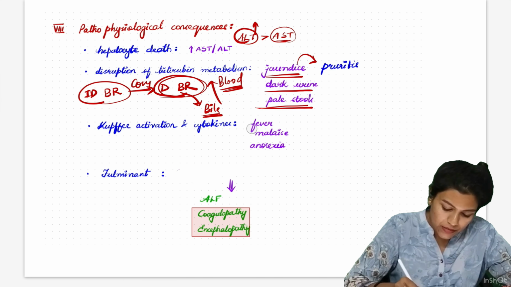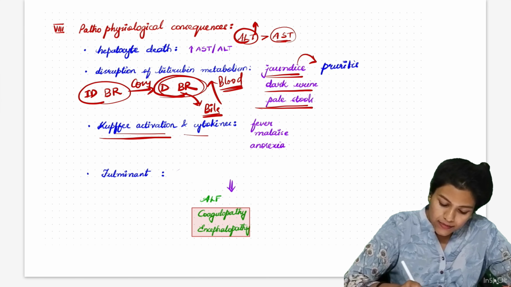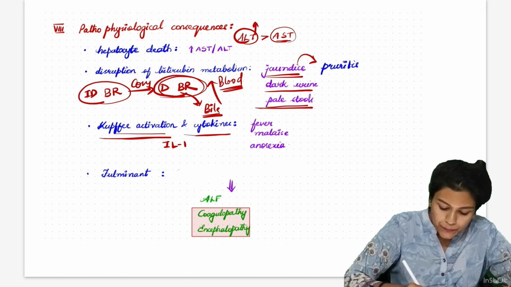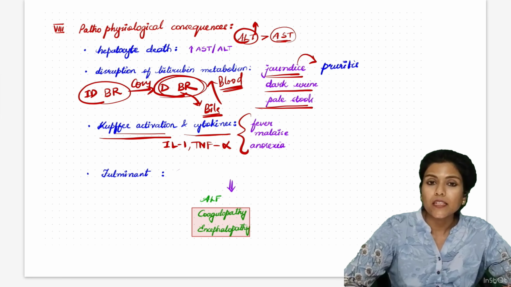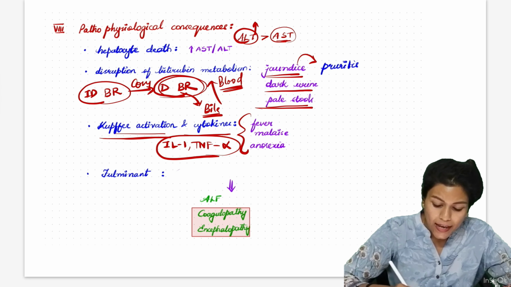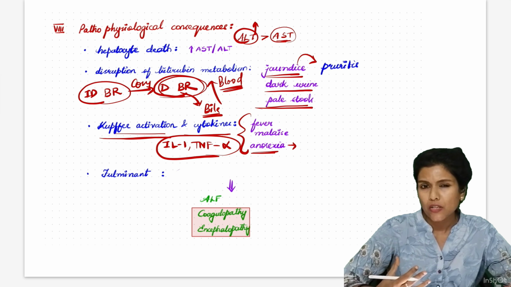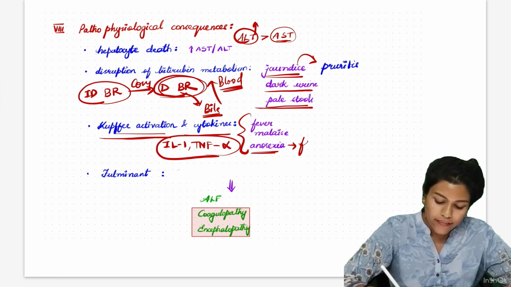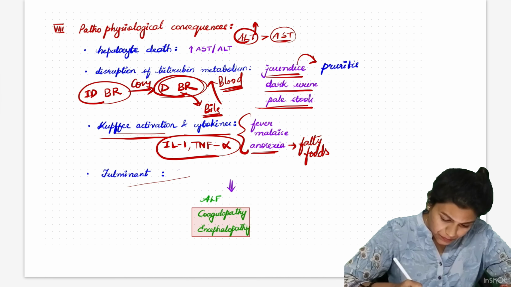And there is Kupffer cell activation and cytokines. So macrophages get activated and release cytokines like interleukin 1 and tumor necrosis factor alpha. These are responsible for the systemic symptoms like fever, malaise, and anorexia, which are characteristic of this hepatitis. The patient feels aversion for food, especially fatty food, which is classical of viral hepatitis. And there can be fulminant hepatitis.